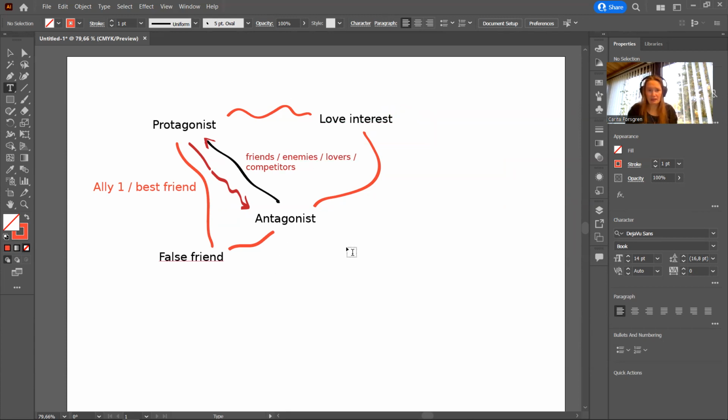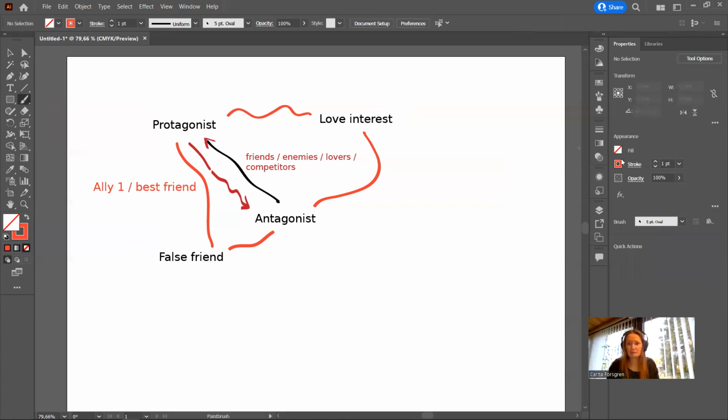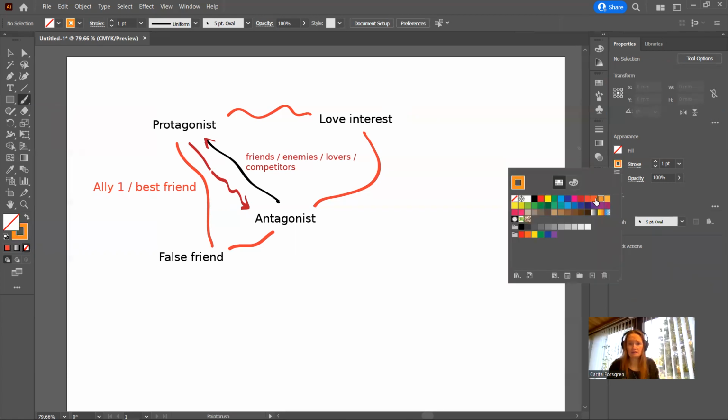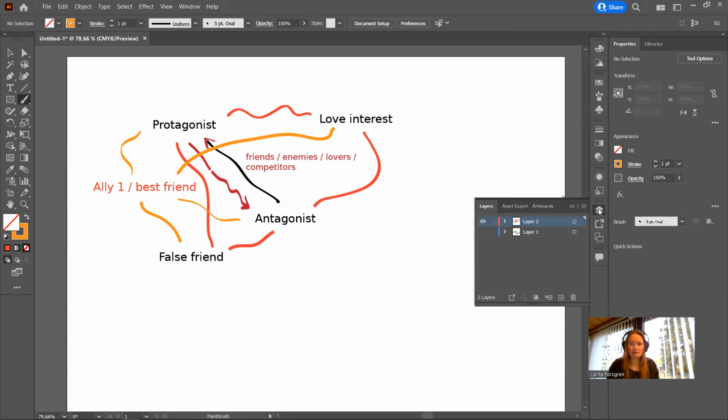So this is one way of mapping characters. By the way, I'm missing one of these. Yeah, this one. So they all could be connected in different kinds of ways, which would make the story more interesting. Let's have a new layer.